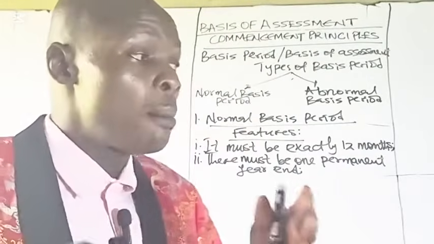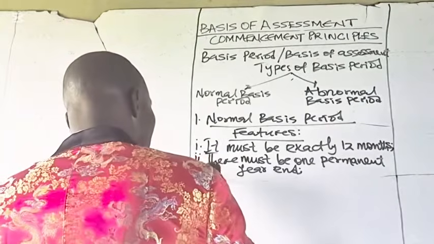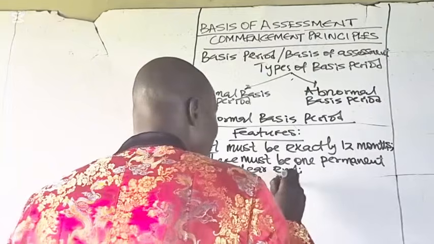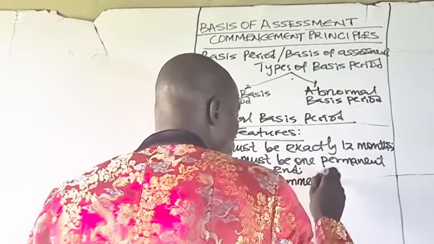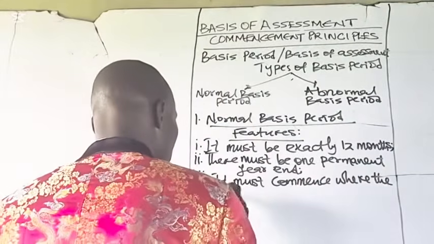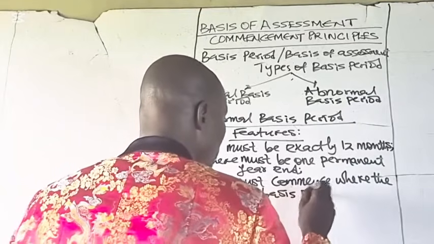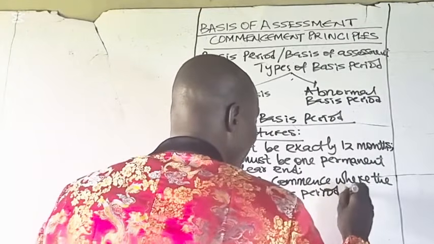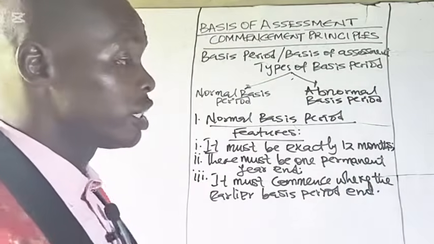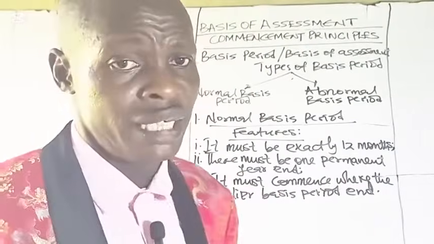Three, it must commence where the earlier basis period ended. In a normal basis period, we always commence where the earlier basis period ended.